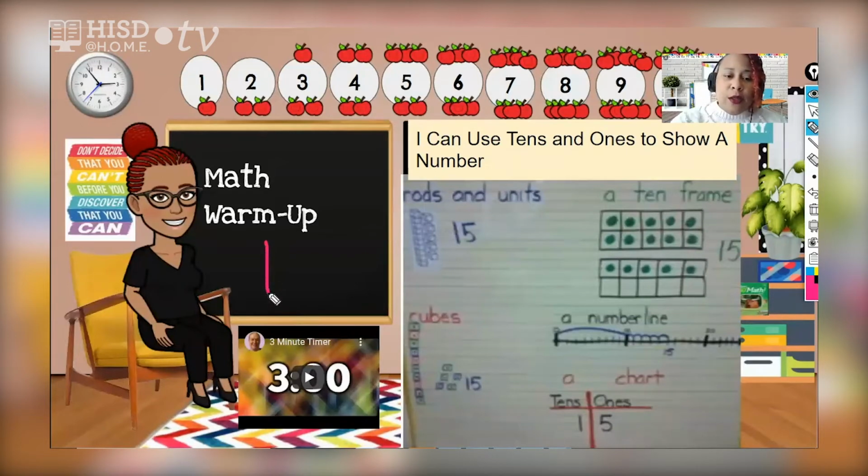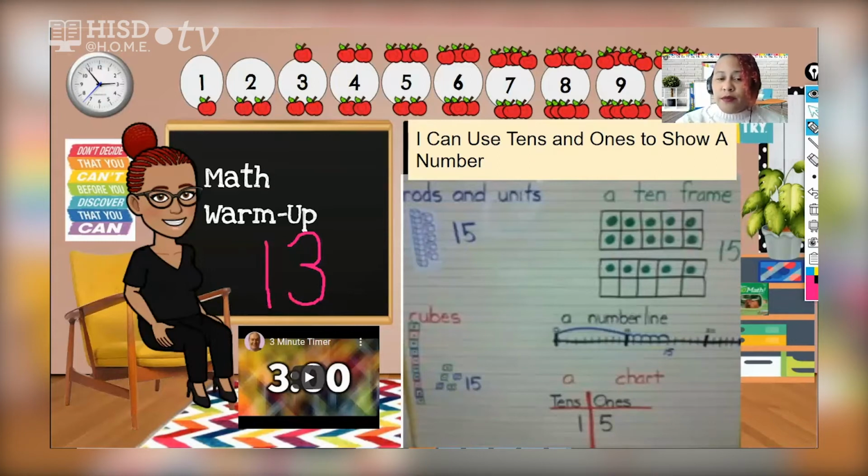We can write 13 with the digits 1, 3. 1, 3 is the digits we need to write the number 13. Go ahead and write the number 13 on your paper. When I say go, I'm going to start the timer. I want you to use tens and ones to show the number 13.